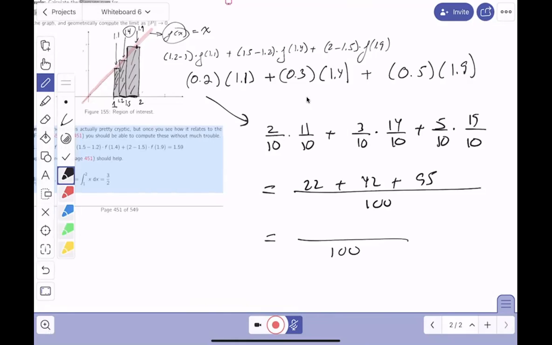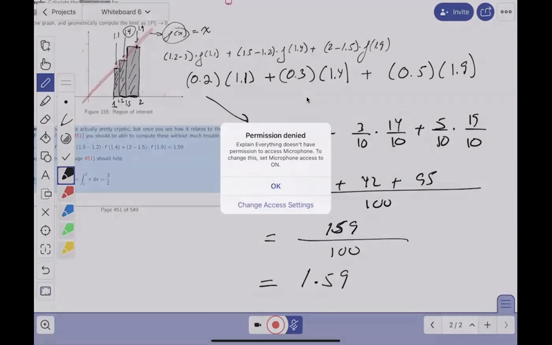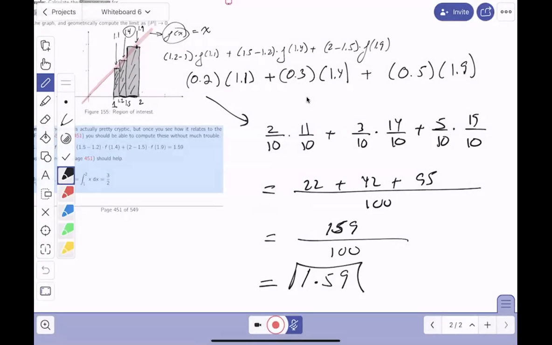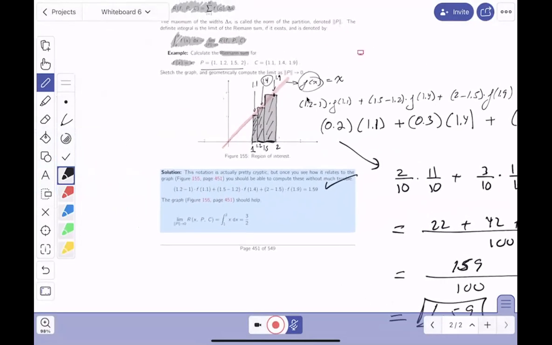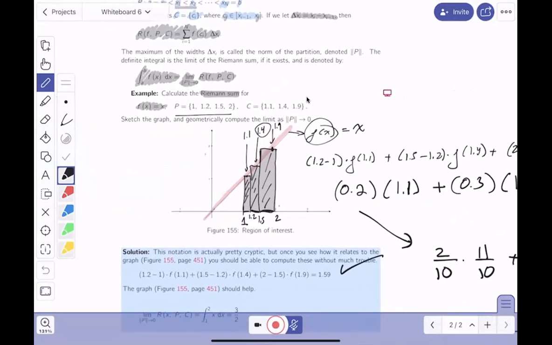22 and 42, 64, 64 and 95, 159. I can write it as a decimal. What would you get? 1.59. Done. All right. Let's talk about the other thing I'll do.